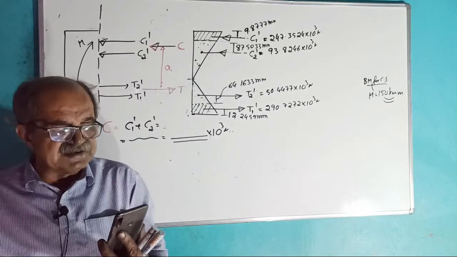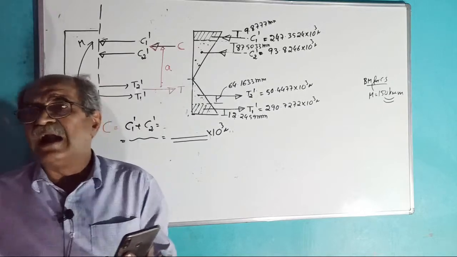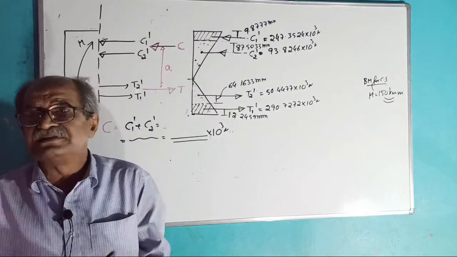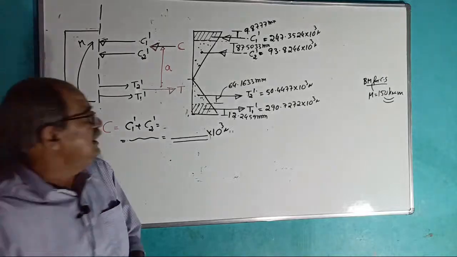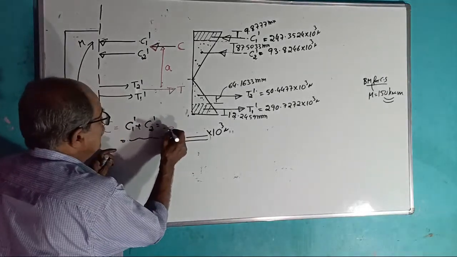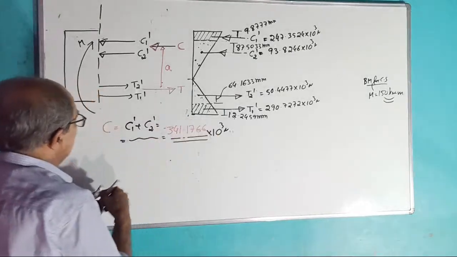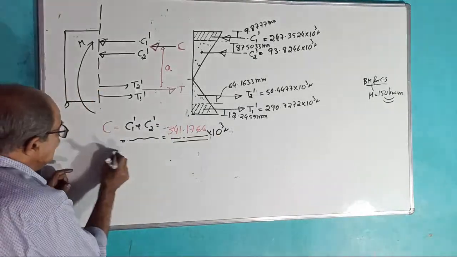Little fast, don't waste time. Add C1 dash and C2 dash: 341.1766 kilonewton. Now tell me, what is the T value?